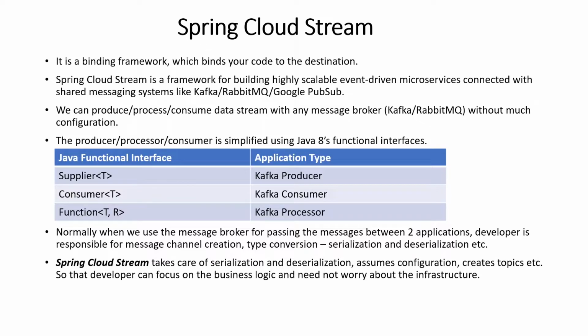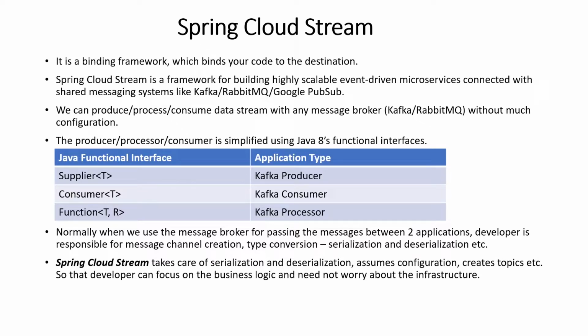So Spring Cloud Stream solves this. Spring Cloud Stream takes care of serialization, deserialization. It assumes configuration, as we know that Spring is an opinionated framework. Okay, so what it does is, if you don't provide your opinion, that this is the configuration, Spring is going to have its own opinion, or it is going to assume certain configuration. So if you provide the configuration good enough, else Spring is going to assume it, right?